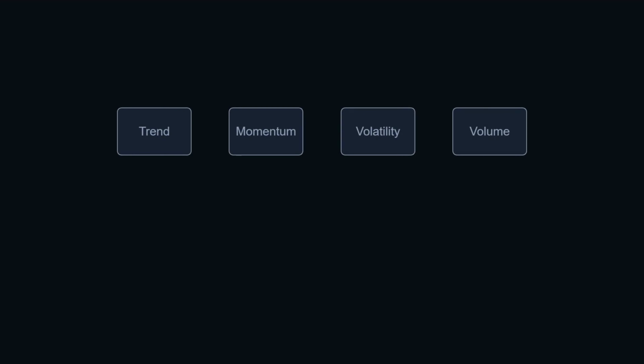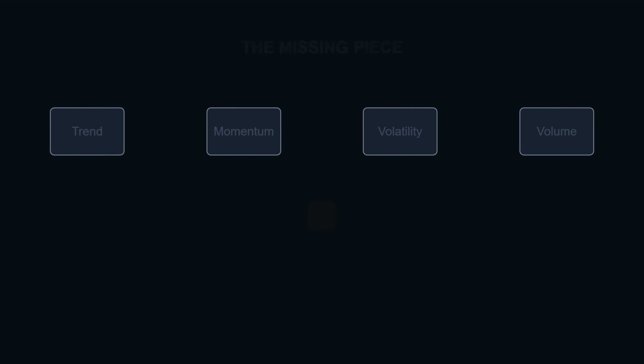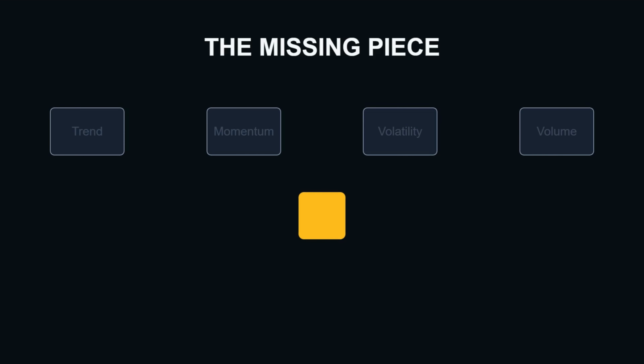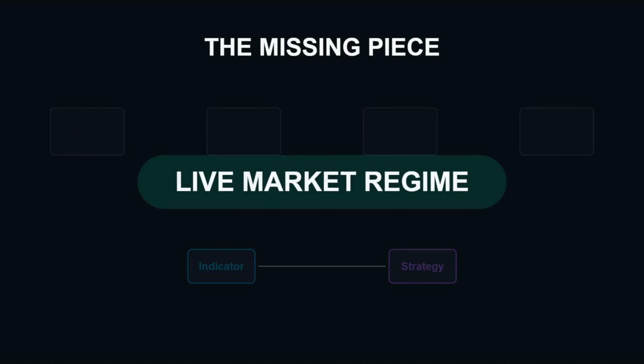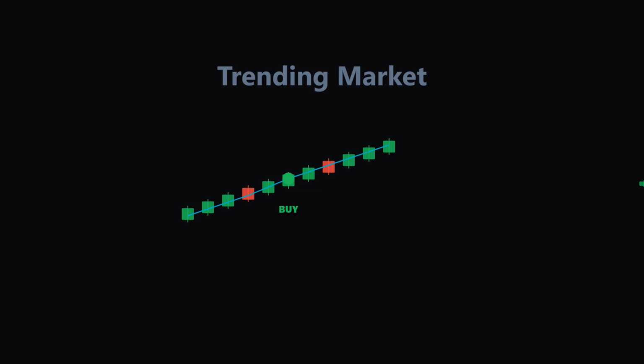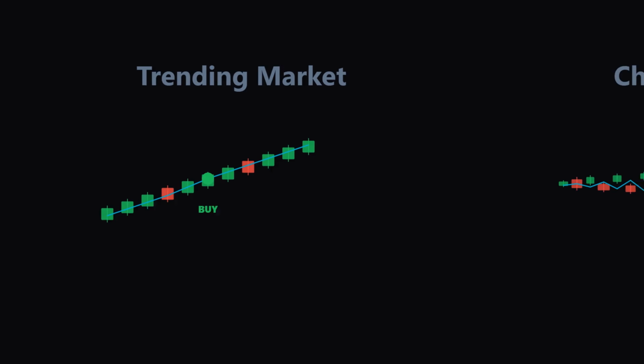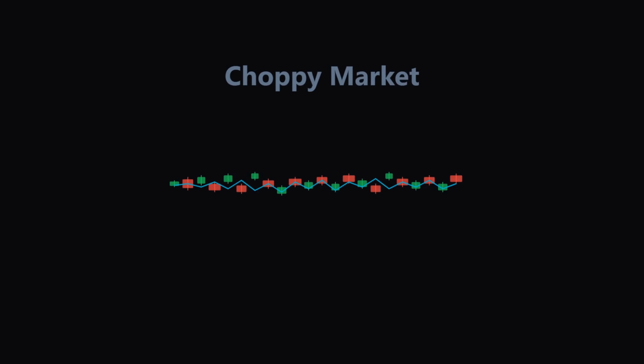There's one more piece that most traders miss, even after they've figured out the four categories and how to combine them. It's not enough to just match the right type of indicator to your strategy. You also need to match it to what the market is actually doing right now. Here's what I mean. A trend indicator like a moving average crossover works great when the market is genuinely trending. But throw that same indicator into a sideways choppy market and it'll whipsaw you to death, generating one false signal after another. The indicator itself isn't broken, it's just being used in the wrong environment.